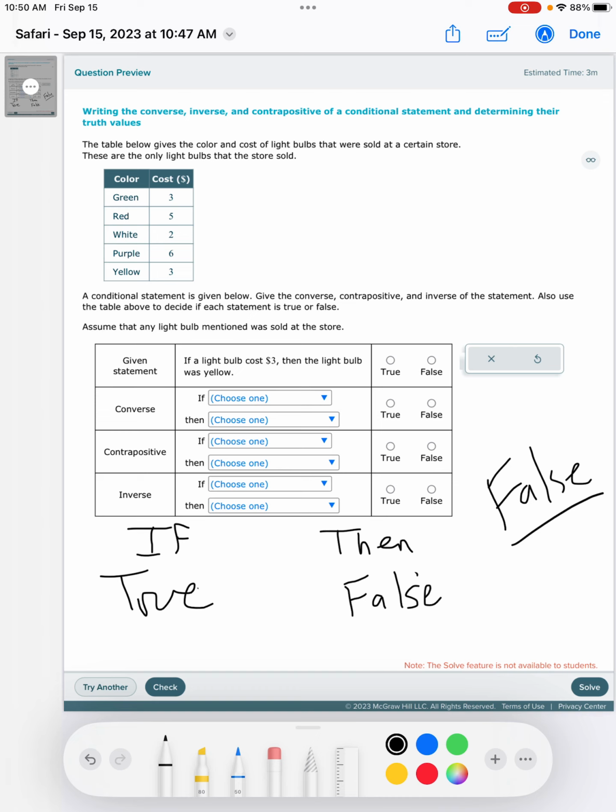So that's basically what we're checking. Does the if happen? If it does, cool, that's true. Then we check, does the then actually make sense? Is it also true?